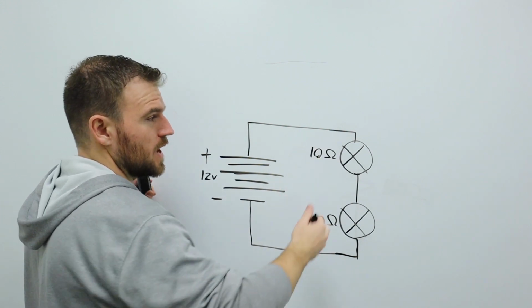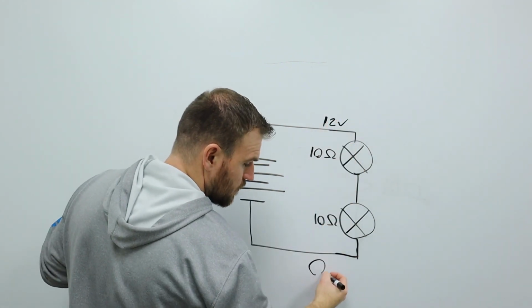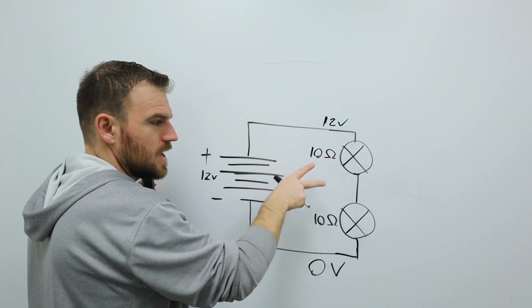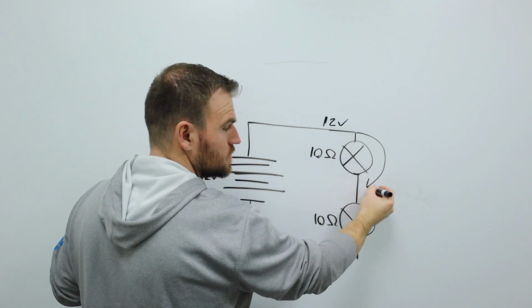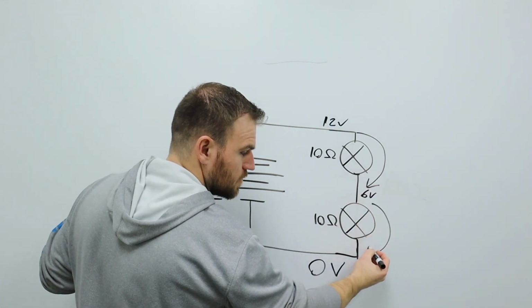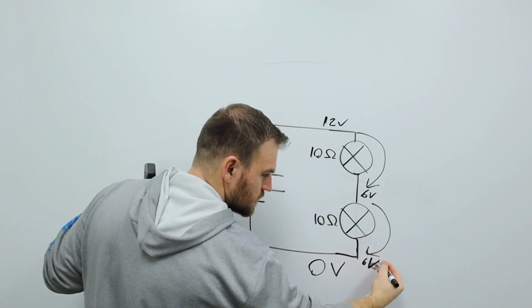Well, that one's pretty easy. If we have 12 volts up here, and we have 0 volts down here, that would mean that each one of these is taking half of that voltage. So the voltage drop across this one will be 6 volts, and the voltage drop across this one will be 6 volts.